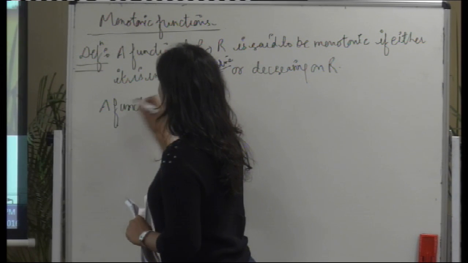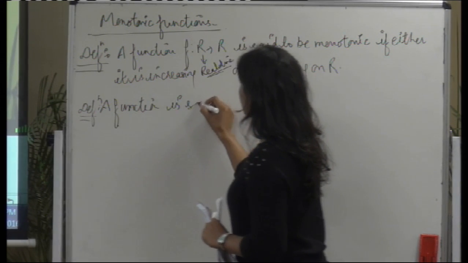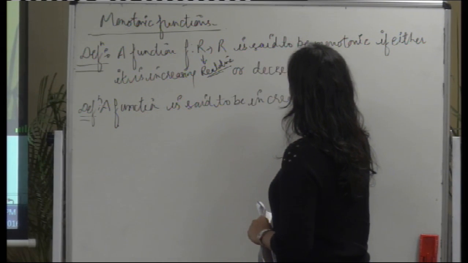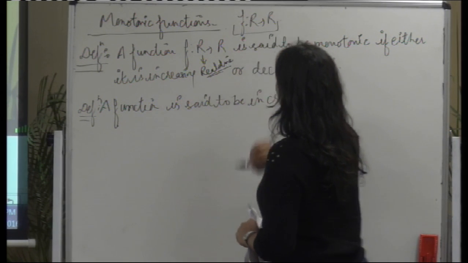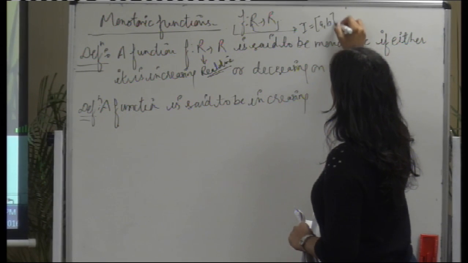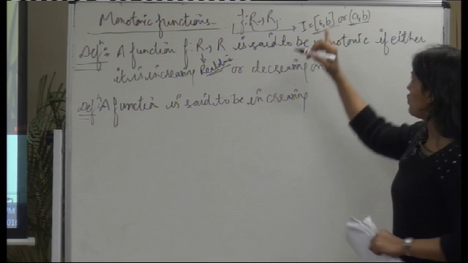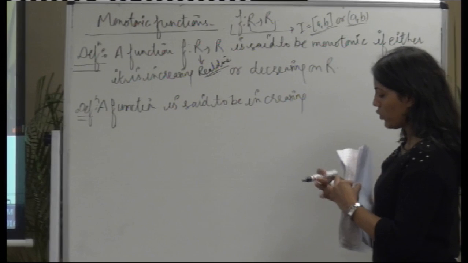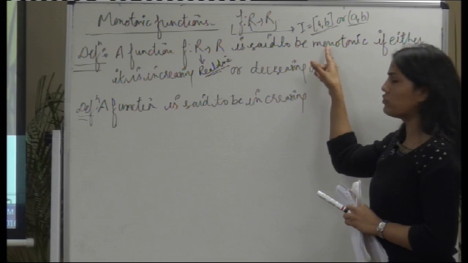Now the next definition: a function is said to be increasing, and a function I'm taking from R to R. It can be another interval also, like [a, b] or (a, b). You know the difference between these two intervals. This is a closed interval, a and b are included. This is an open interval. So I am talking in general right now. Monotonic means either the function is increasing or decreasing. In both cases you will say that the function is monotonic.